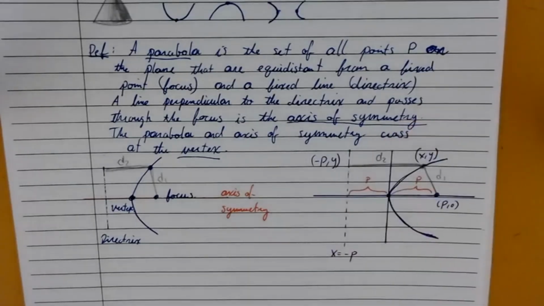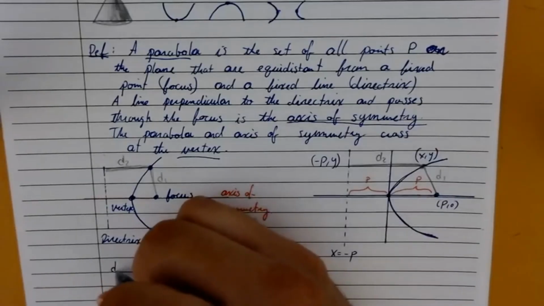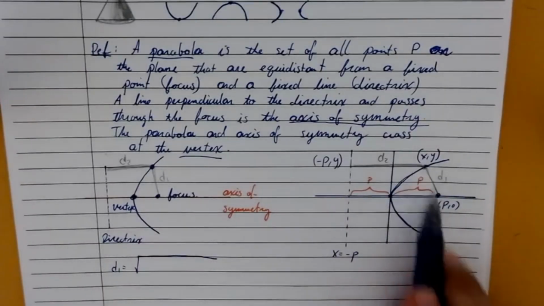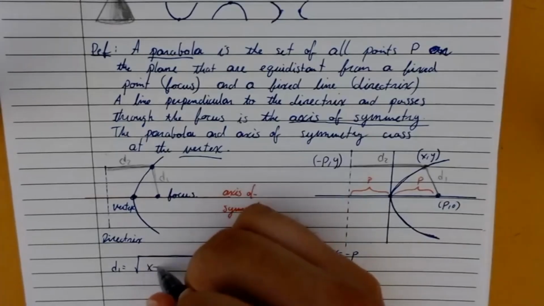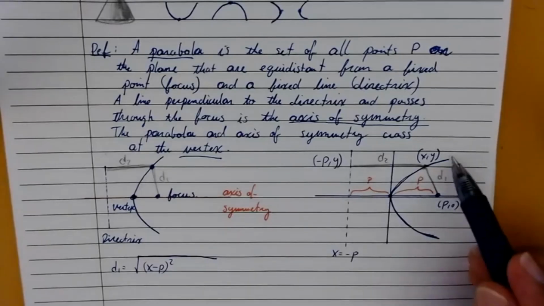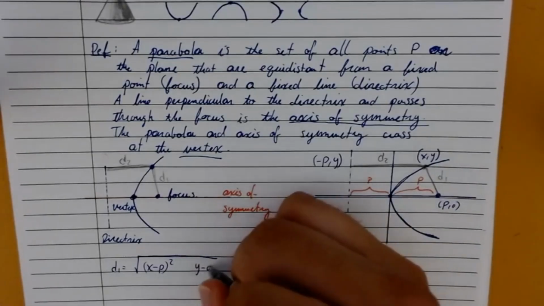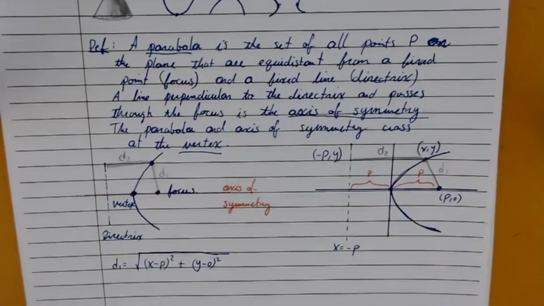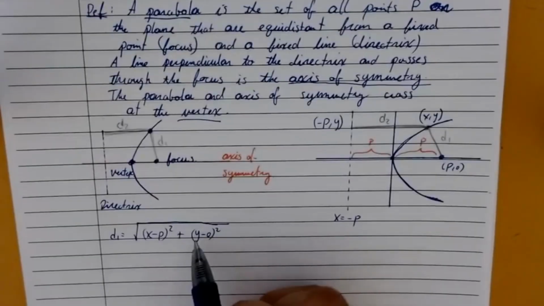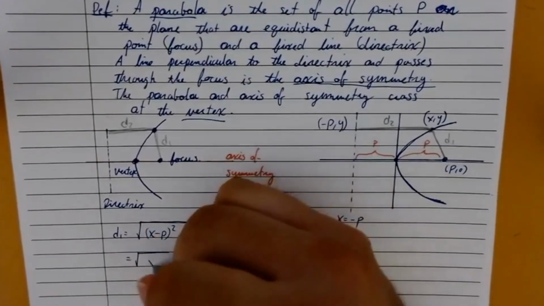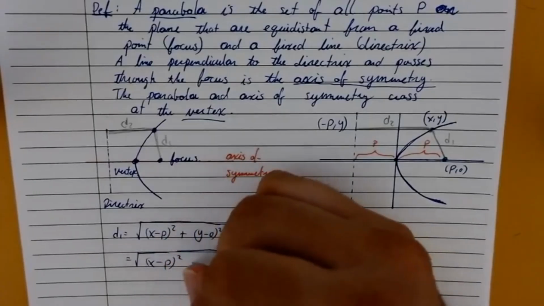So that means that d1 is going to equal the square root of, well, take the difference of your x values. That's x minus p, and you're going to square it. And then take the difference of your y values, y minus 0, and you're going to square that, and those get added together underneath the square root. Since you have a 0 here, y minus 0 is just y, so you can write that as the square root of (x minus p) squared plus y squared.